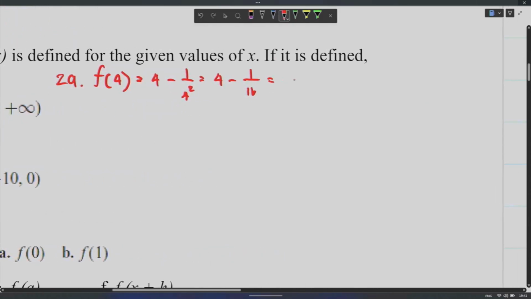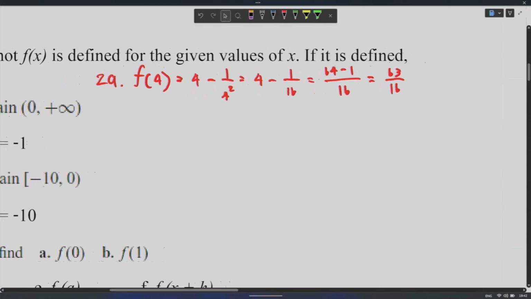Make it the same denominator. So it's 64 minus 1 over 16, which is 63 over 16. That's it. Okay.